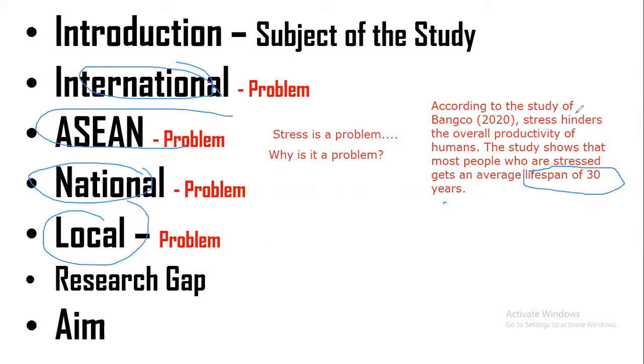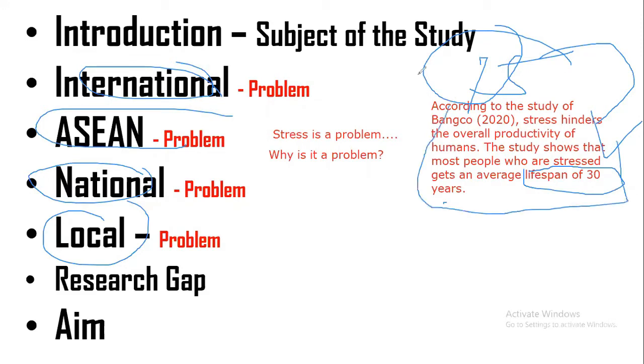Because according to the studies, stress hinders the overall productivity of humans. And the study also shows that most people who are stressed get an average lifespan of 30 years. And the average lifespan of a healthy human being, let's say, is 75 years. This 75 is way greater than 30, and 30 is too short. And it becomes a problem now because this is justified.